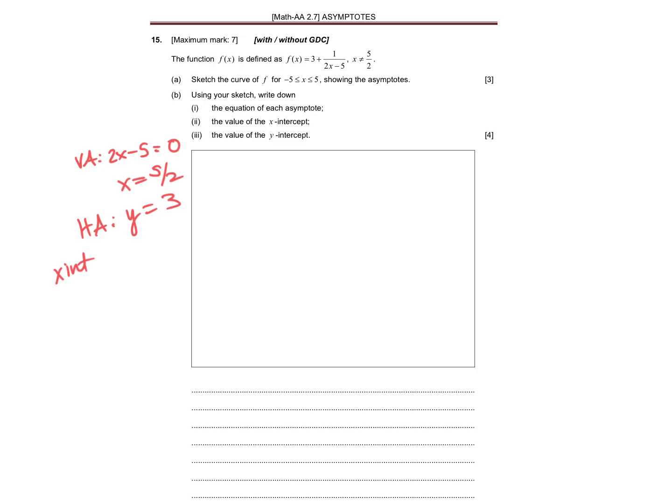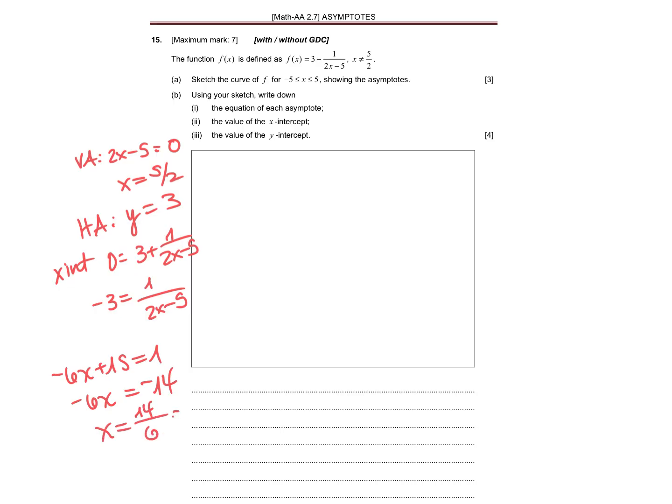X-intercept, we would make y 0. And then we'd have -3. And cross-multiplying, we'd have -6x plus 15 equals 1. And then we'd have -14, and then 14 over 6. And that's 7 over 3. So that's the x-intercept. Y-intercept is when we make x 0, so 3 plus 1 over -5. Okay, so that's going to be 2 4/5.